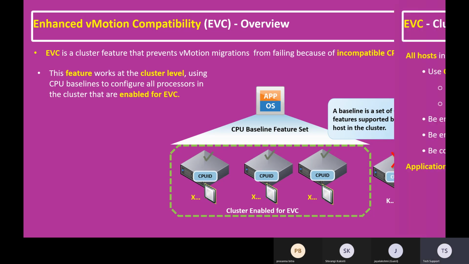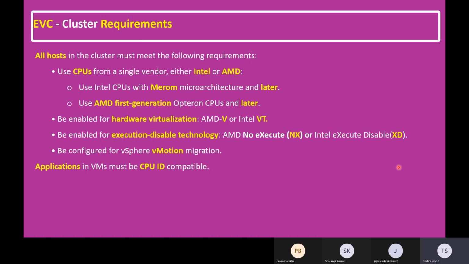Now, let's talk about the EVC cluster requirements. If I want to create an EVC cluster, what are my requirements? All the hosts in the cluster must meet the following requirements. Use CPUs from a single vendor, meaning either Intel or AMD. Use Intel CPUs with Merom micro-architecture, the first generation of this processor family, or any later version. You can use AMD also. Start from the first generation and you can use any later model.